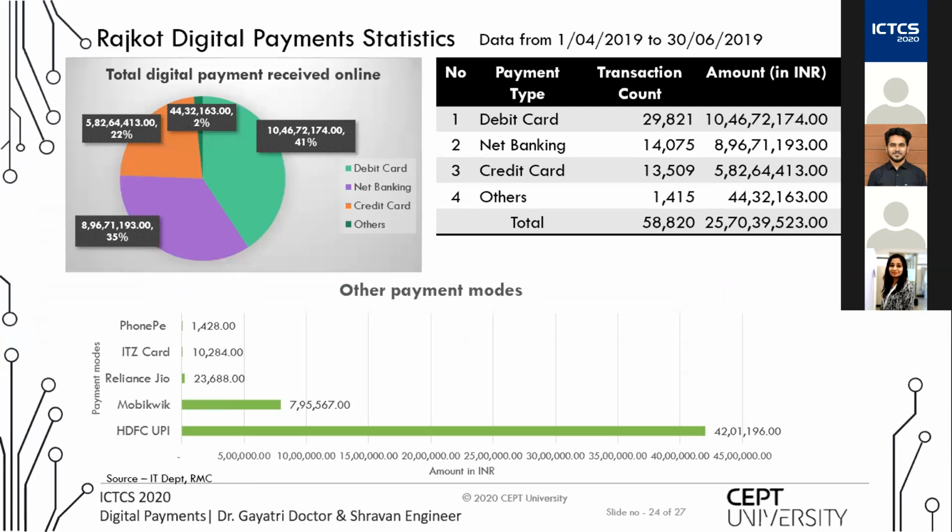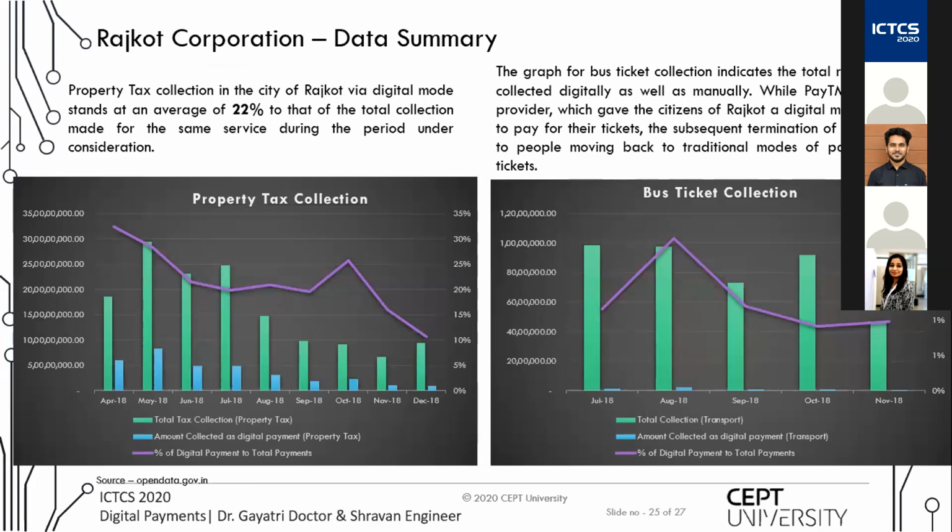Breaking down the collections into modes received from, debit card and net banking are the highest, which is then followed by credit cards and the other modes. So these other modes of payments include all your UPI payments, your wallet payments, and your ITZ card. Data of property tax collection of Rajkot indicated that on an average, 22% of the collection were through electronic means.